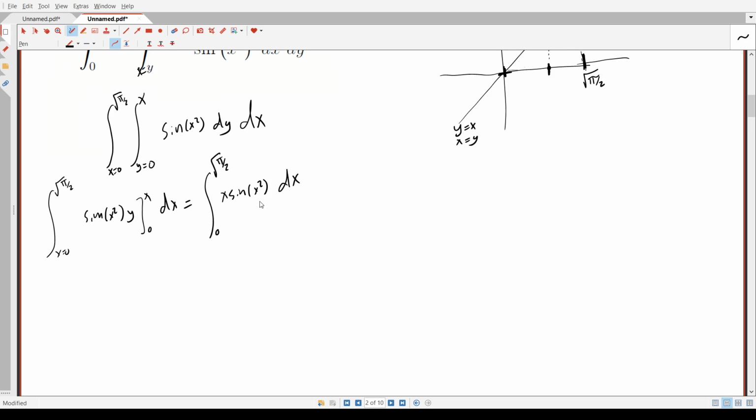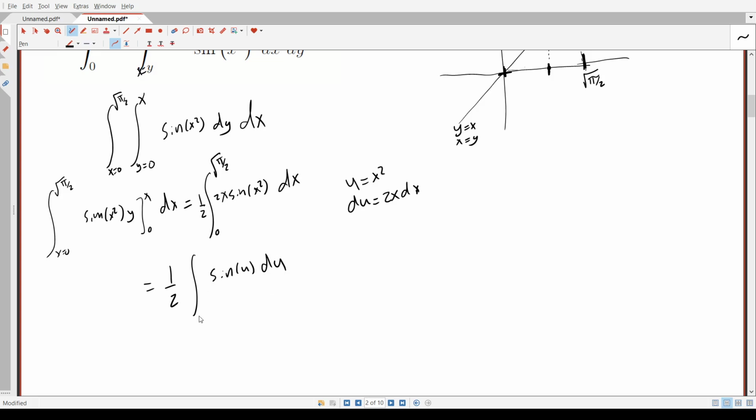Okay, so now I can actually integrate this, because now I can do a u-substitution. If I set u equals x squared, du equals 2x dx. So for the 2x dx, if I multiply by 2 and multiply by 1/2, this is going to be 1/2 integral of sine u du. Okay, so I need to fix the bounds.